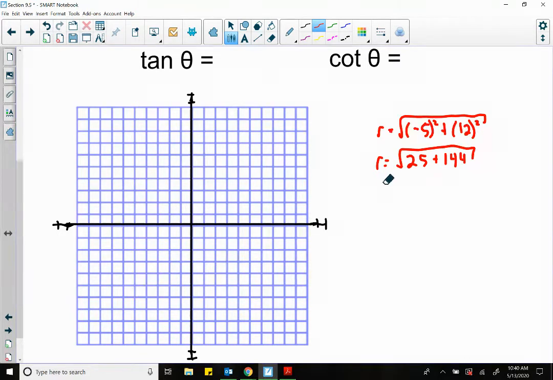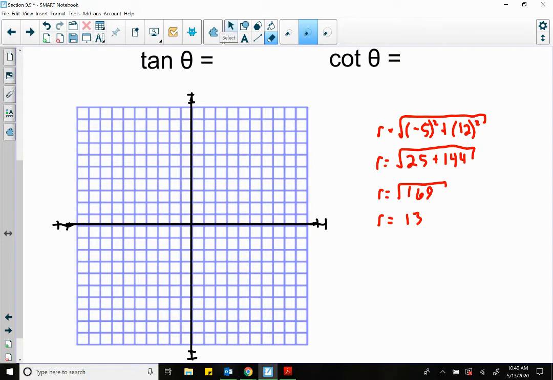So that will give us r equals the square root of 169, which is equal to 13. And this r always has to be positive. The radius has to be positive, no matter what, because a radius is a positive distance. So you don't have to worry about any pluses or minuses out here, okay? That radius has to be positive.